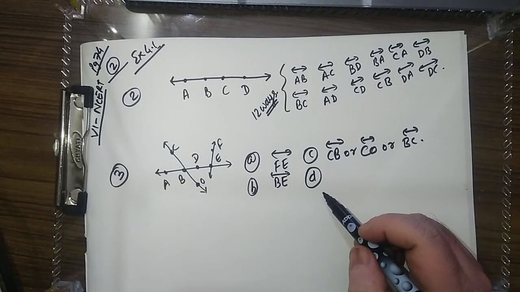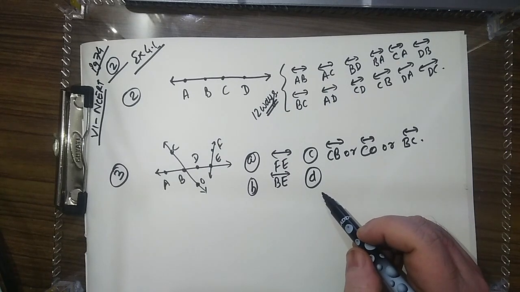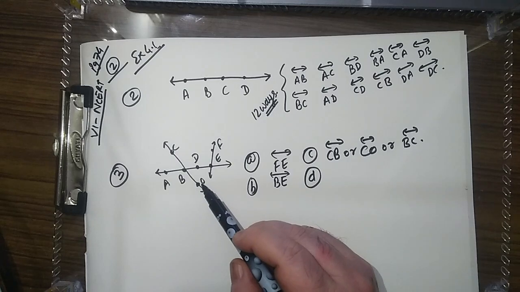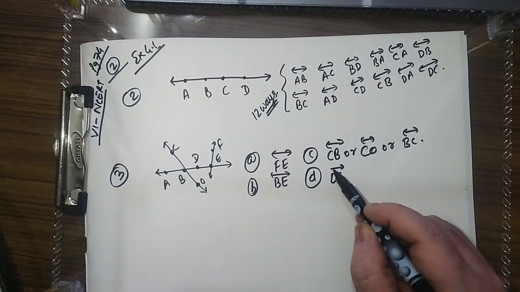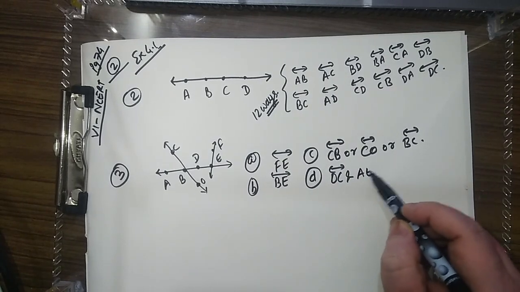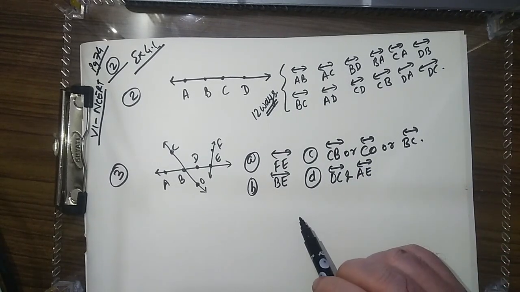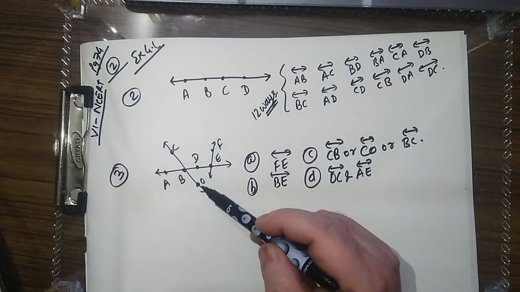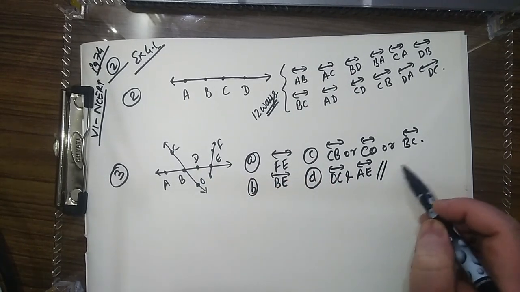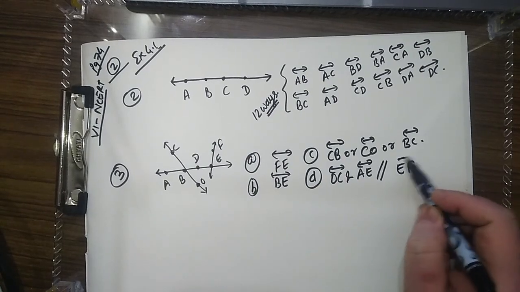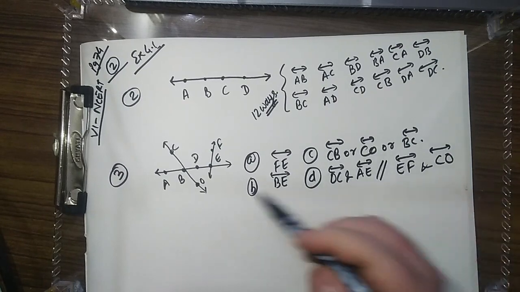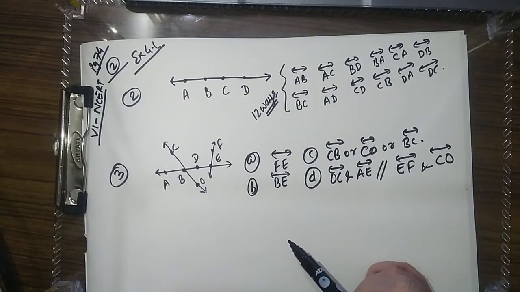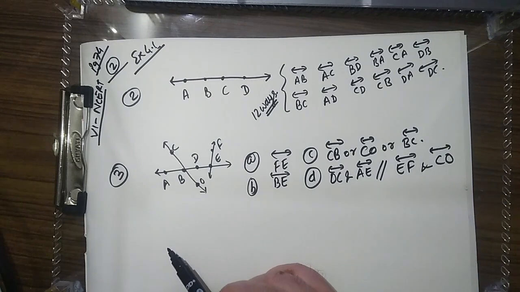D. Two pairs of intersecting lines. So one pair is OC and AE. OC and AE is one pair. Another pair is EF and CO: line EF and line CO. So question number 3 is done.